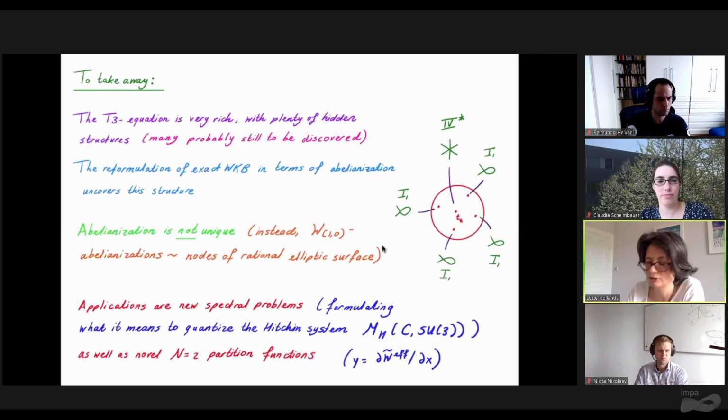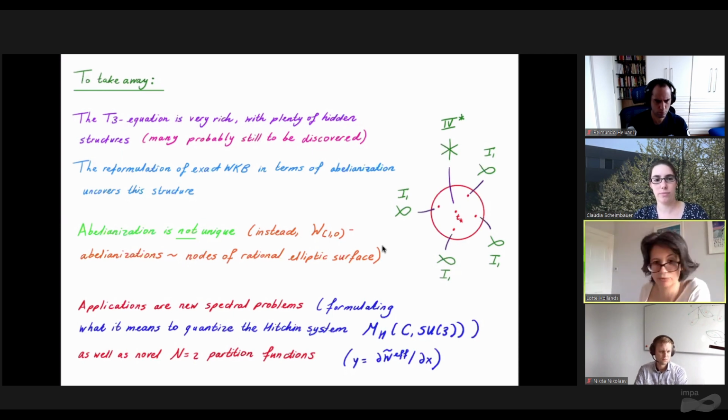Moreover, abelianization is not unique. In most of the cases, at least all of the cases that have been previously considered, you can find a certain framing to make abelianization unique, even if you thought it might not be. In this case, it's very tricky, or maybe not possible, to define such a framing. You really find that these abelianizations correspond to the nodes of a rational elliptic surface. That seems to be the main underlying message. And there are some applications that we've seen of this.